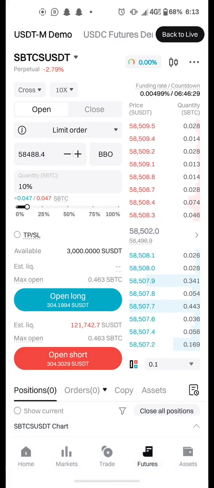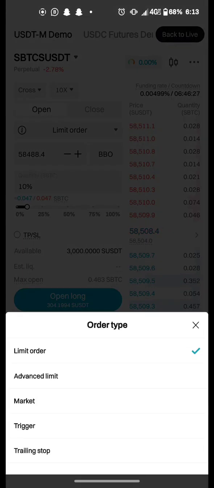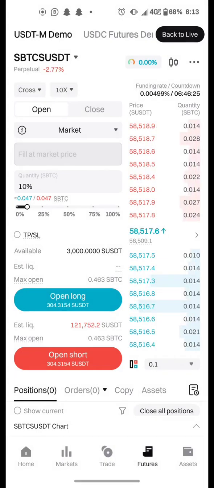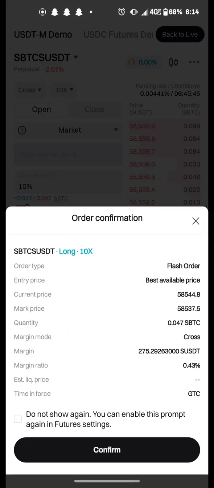Now let me go to market and do it for market. Look out for the market. Let me go for long. I'm clicking on long now. Can you see? I'm clicking on long.